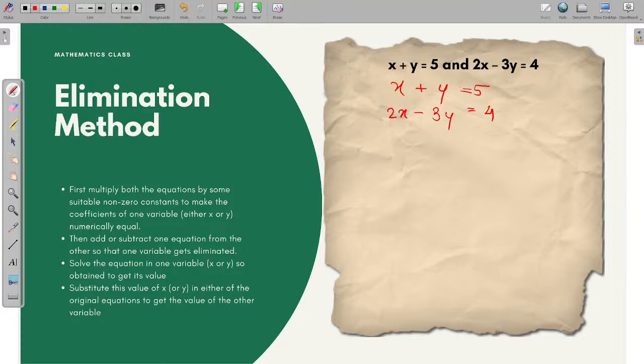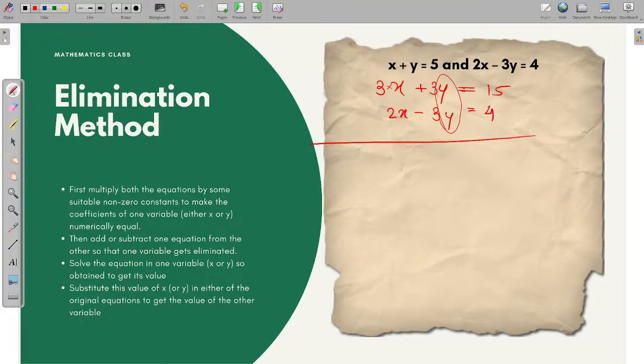Now I will try to match the coefficients of y, so I have to multiply the whole equation by 3. So it will be 3x, 3y, and if I multiply it by 3, it will be 15. So I'm replacing it with 15. Yeah, so I got 15 now. Now all you have to do is either add or subtract in order to eliminate them.